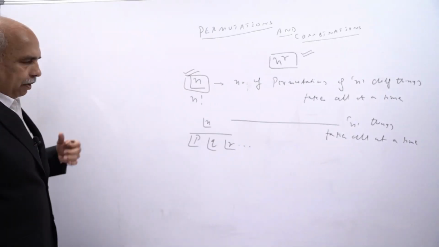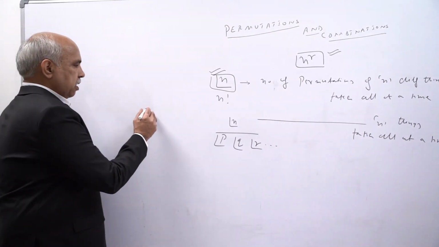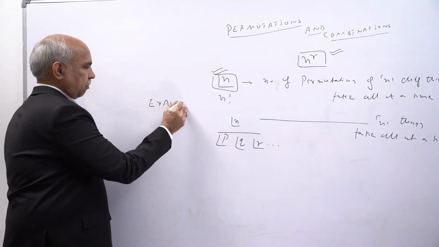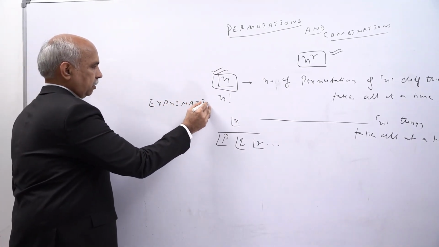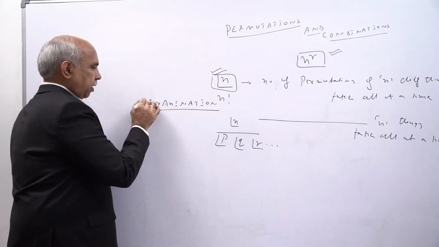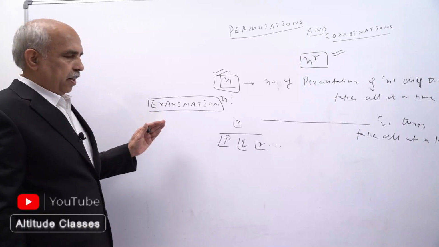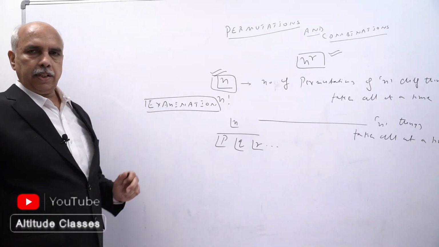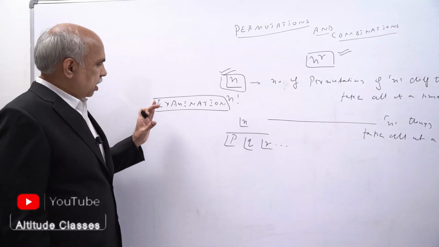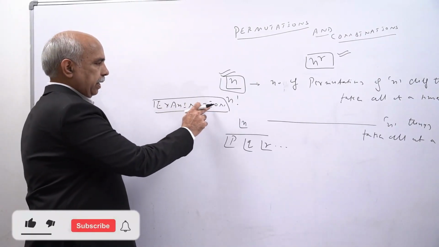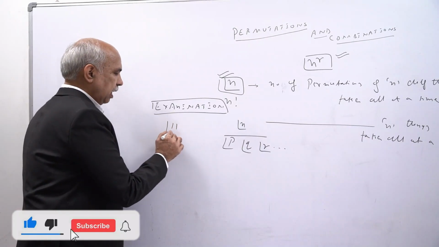Say for example, even in numbers also we can use. Say for example, I take a word examination. Number of permutations of the letters of the word examination taken all at a time. In that case, I'll just count the number of letters first. So 4 plus 4, 8, 8 plus 3, 11. The answer should be 11 factorial.